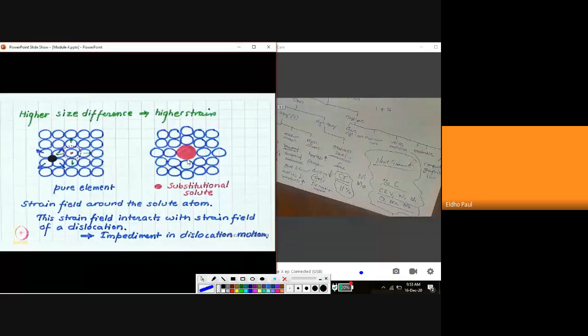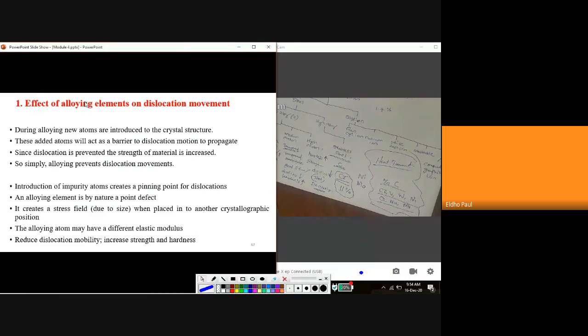This restricts the dislocation motion along the slip plane, and thereby we can improve the strength of the material. If there is no dislocation motion, then there is no deformation, so the yield strength also increases. That is the first effect of adding this type of impurity into steel. Most of the impurities, including carbon, are interstitial. When we add carbon into iron, it occupies the interstitial sites of the iron crystal structure, developing a strain field around the impurity atom. This strain field restricts the movement of dislocation, and thereby strength is increased. That is the first effect of alloy elements: restricting dislocation motion.